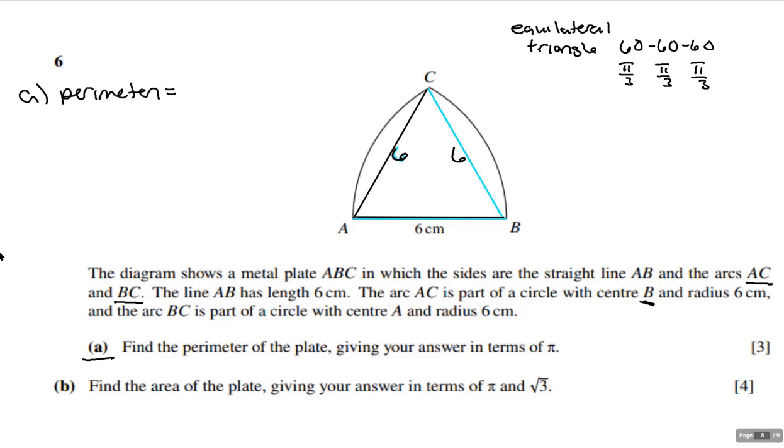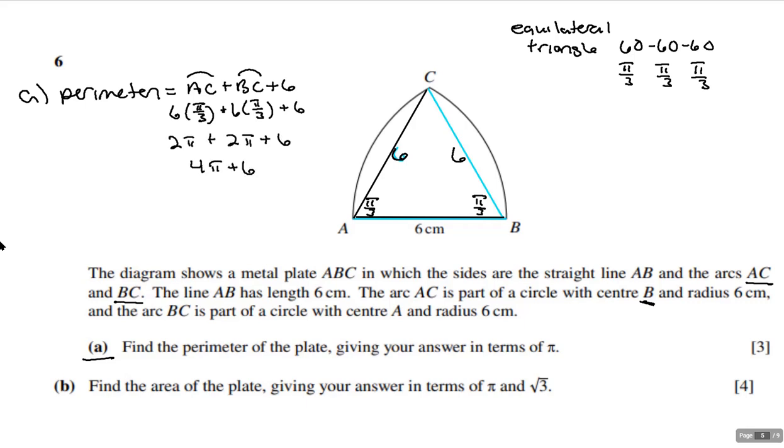And if I'm going to find the perimeter, I need to know the arc AC and the arc BC, and then I'm going to add 6 to it. Well, the angle pi over 3 times the radius 6 is going to be AC, and it's also going to be BC. And so what I end up getting is 4 pi plus 6 for the perimeter.